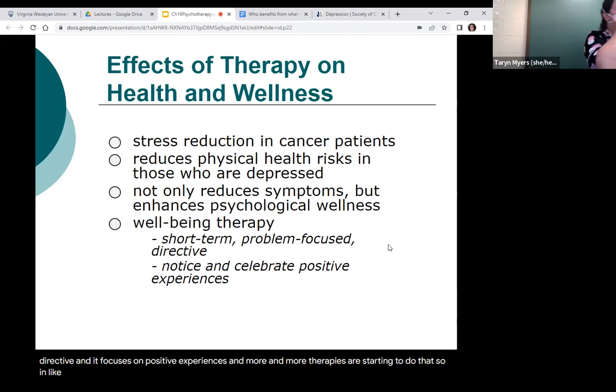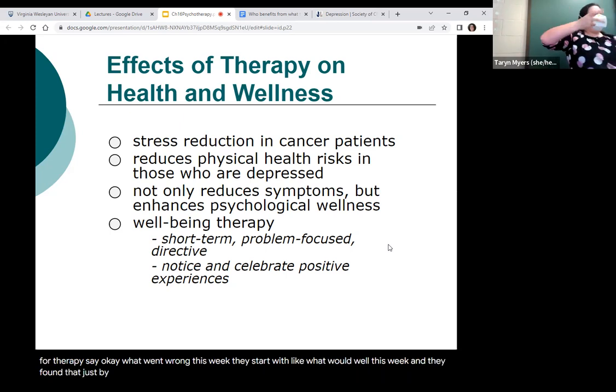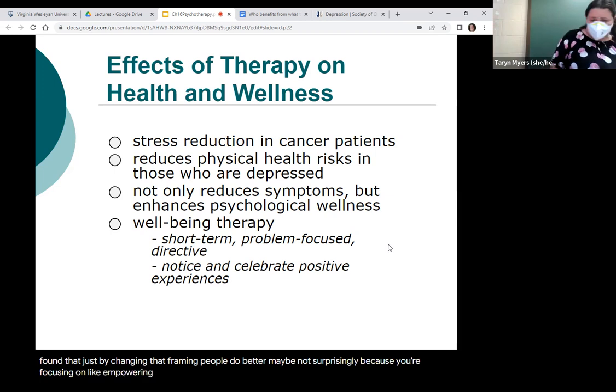So in the new version of the basic cognitive therapy book, instead of when people come in for the week for therapy saying, okay, what went wrong this week? They start with, what went well this week? And they found that just by changing that framing, people do better. Maybe not surprisingly, because you're focusing on empowering them at that point in time, right?